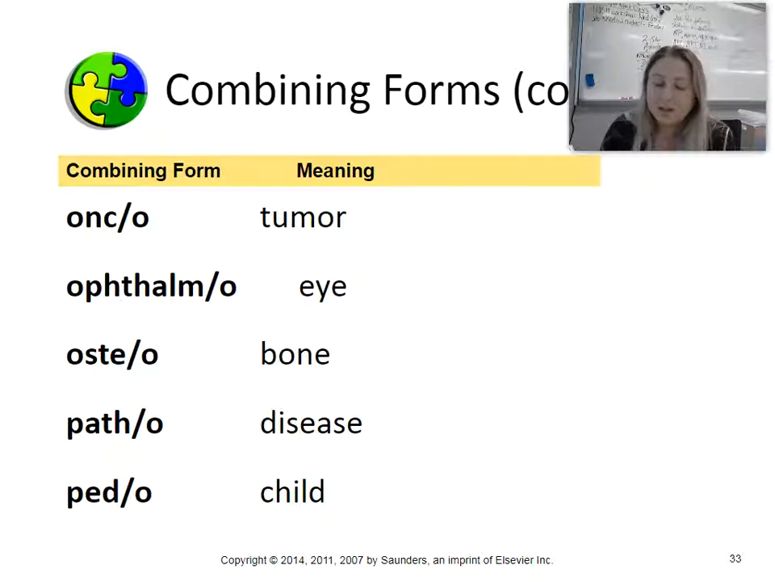Osteopathic. If you've ever gone to an osteopathic doctor, or when you build bone, bones are built by osteoblasts. You have osteocytes, those are bone cells. Okay. Patho, this is disease. Like pathology is the study of disease. A pathologist studies disease. It's a specialist in disease. A pathogen is a disease-causing agent.